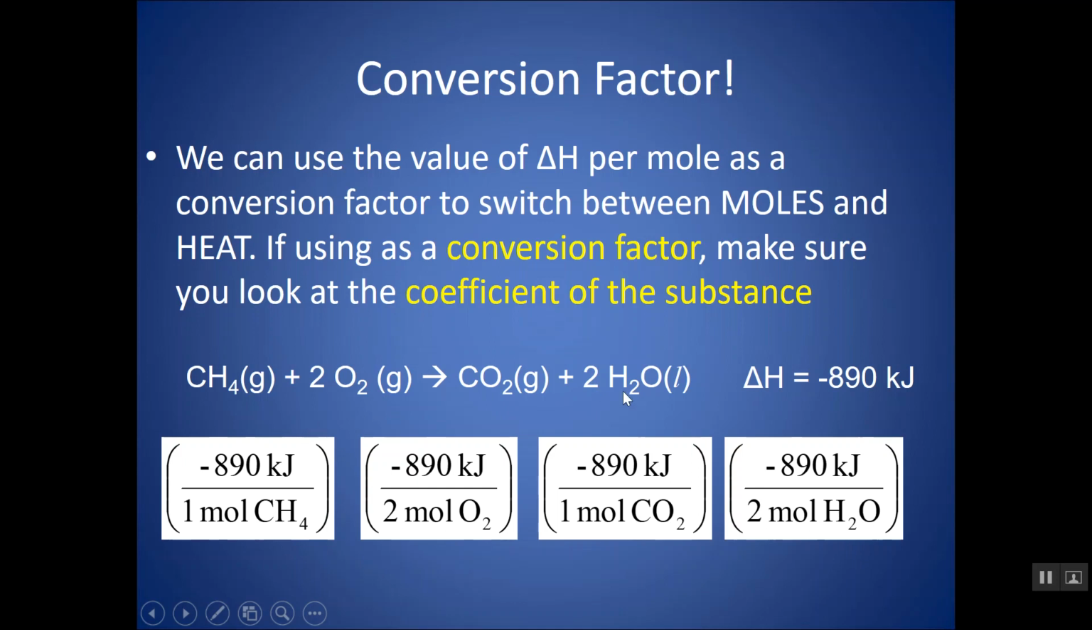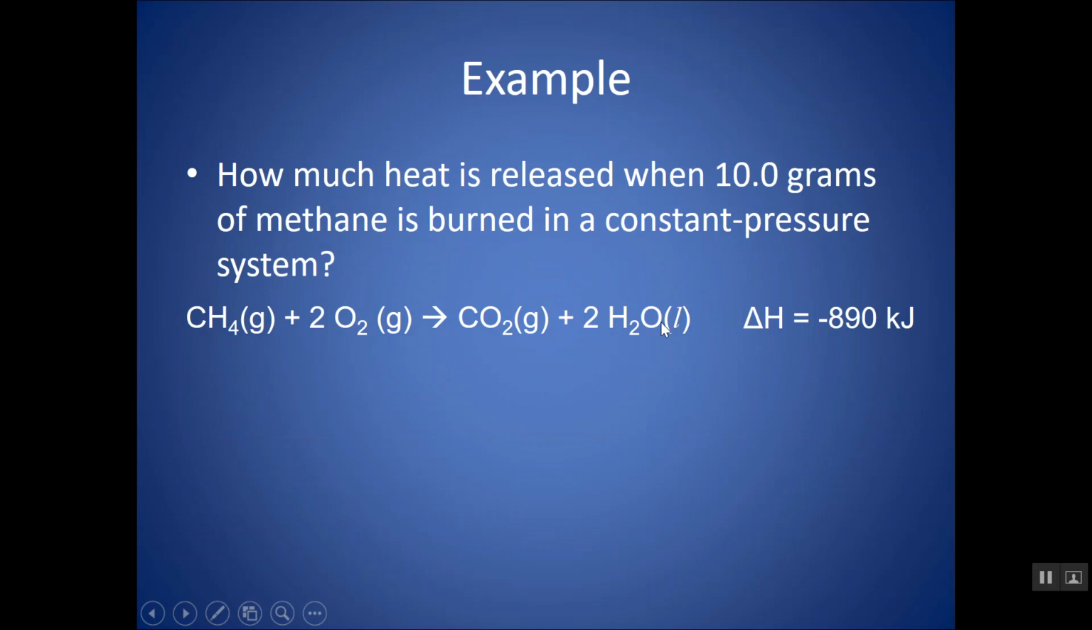If you don't start with moles, you might need molar mass to convert from grams to moles, or if you start with liters, you might need the molar volume, if it's a gas at STP, something like that, or PV=nRT. Take a moment, try this example, and then pause the video and check your work. How much heat is released when 10 grams of methane is burned in a constant pressure system?